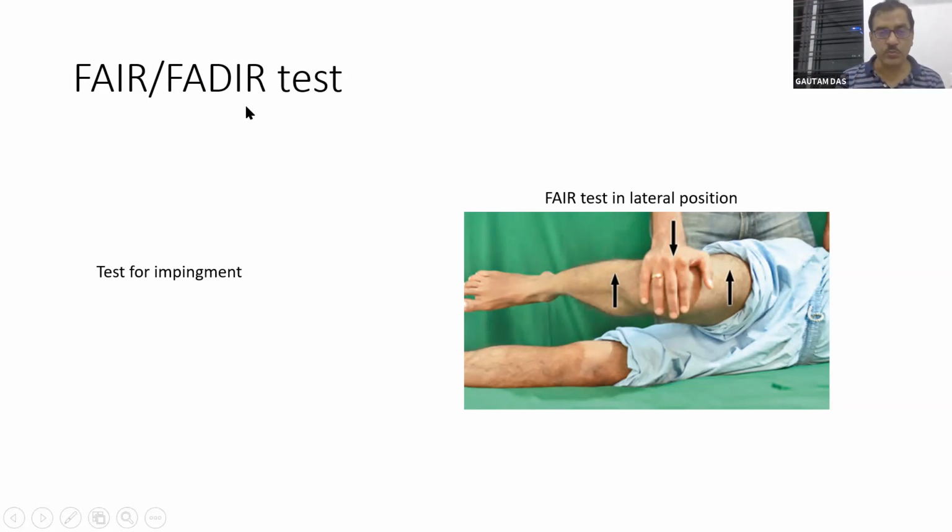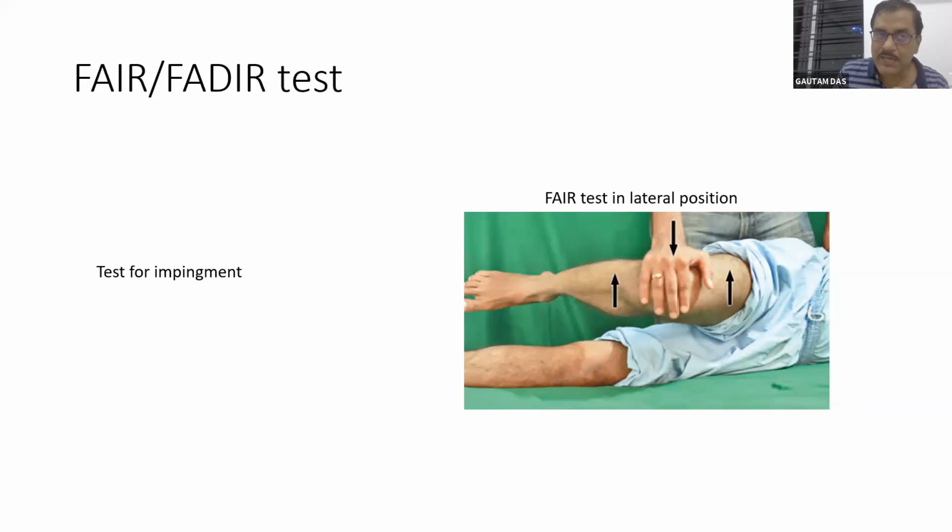So what are we doing? We are doing flexion of the hip. Along with that, we are doing adduction and internal rotation. What will happen? The piriformis muscle will be stressed. So the piriformis muscle will be stressed, and if the patient is having pain posteriorly over the piriformis, that means it is piriformis syndrome.